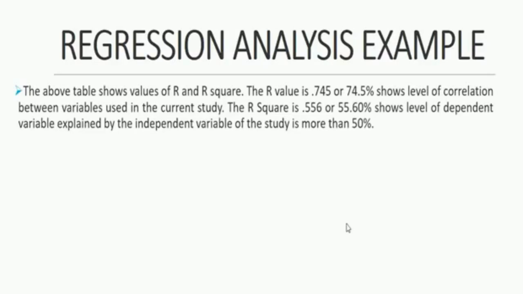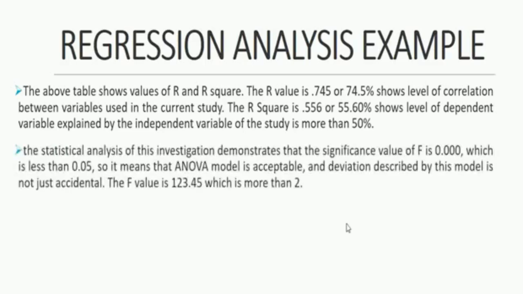The above table shows the value of R and R square. The R value is 0.745 or 74.5%. This shows the level of correlation between variables used in the current study. The R square is 0.556 or 55.6%. It shows that the level of independent variables explaining the dependent variables of the study is more than 50%. In other words, your independent variables are explaining your dependent variables 55%.